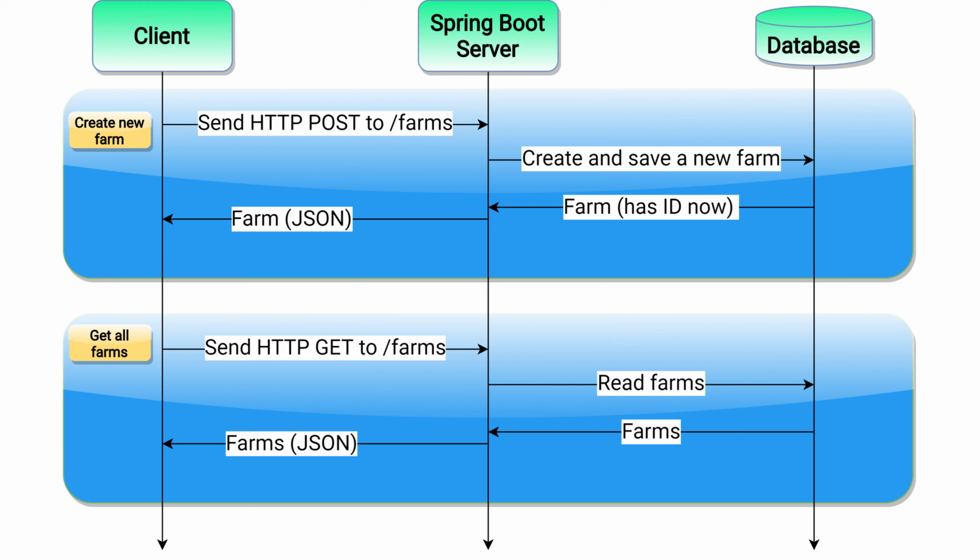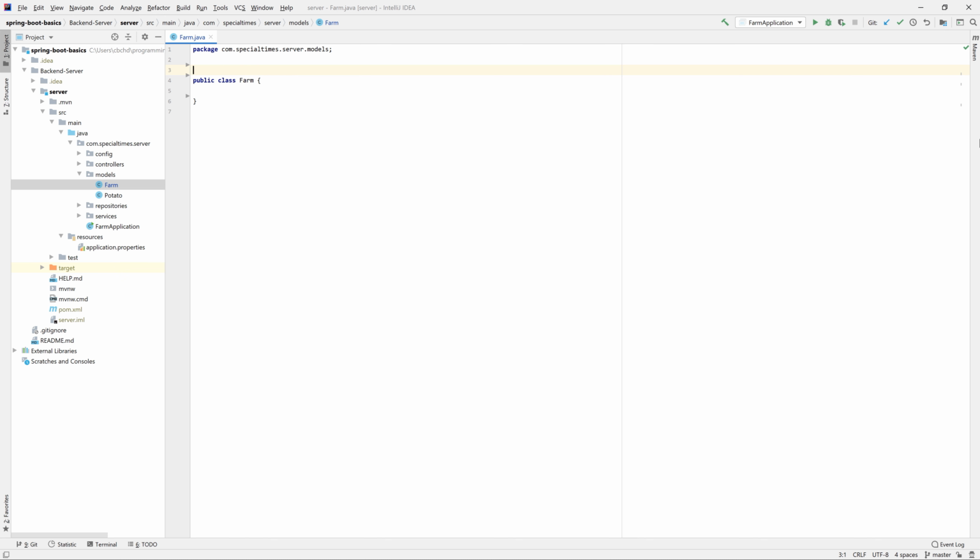This application is going to store information about farms and about how many potatoes grow on those farms. We want to be able to send an HTTP request to our application and get information about farms and whatever potatoes are growing on those farms. We can define two model classes, which will be JPA entities.